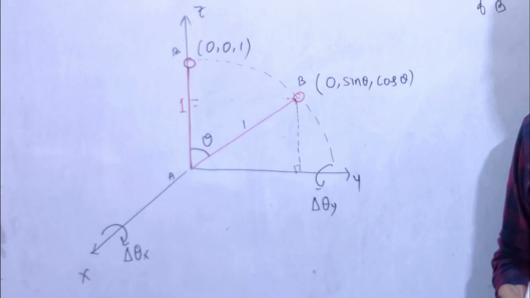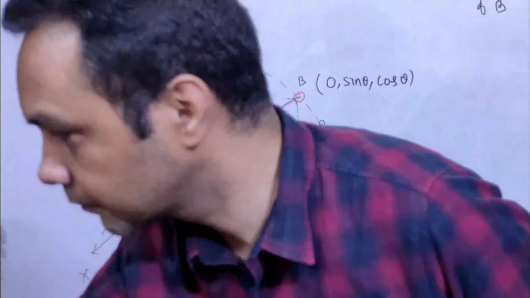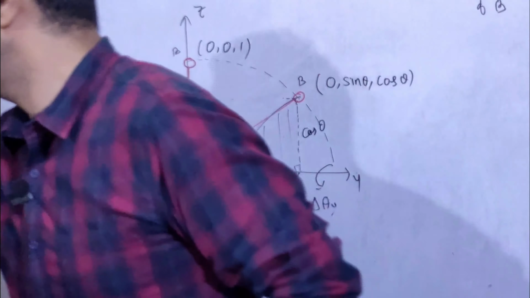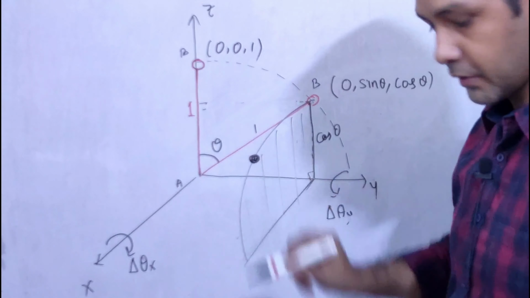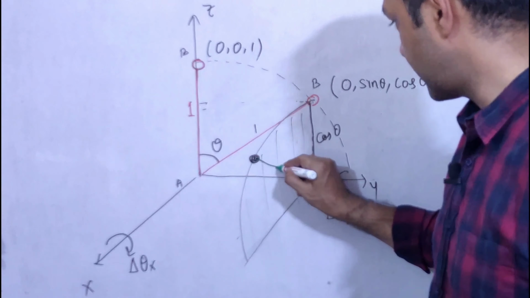Earlier it was moving in this plane. Now it is moving in this plane. And the radius of this is cos theta. Then it performed another rotation. So after another rotation, this point B has come here, and it has performed another rotation like this.